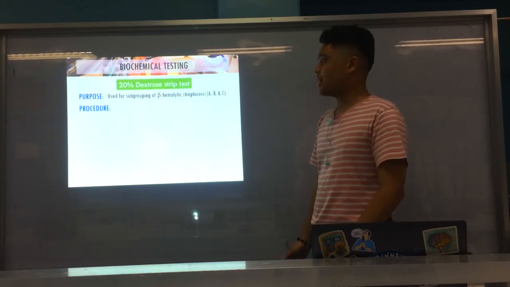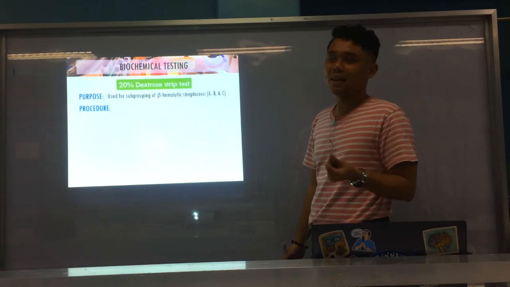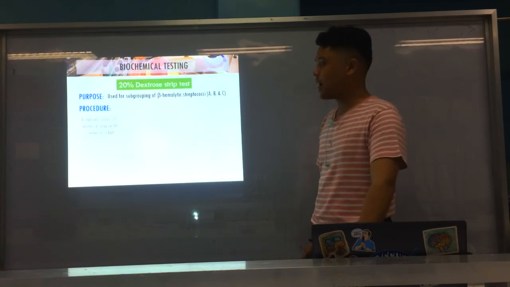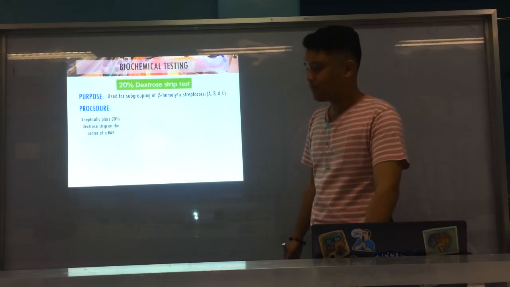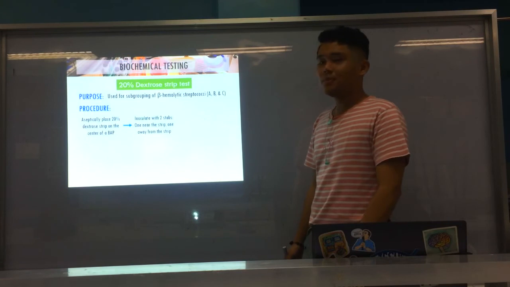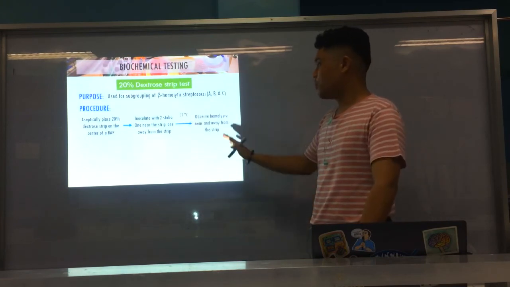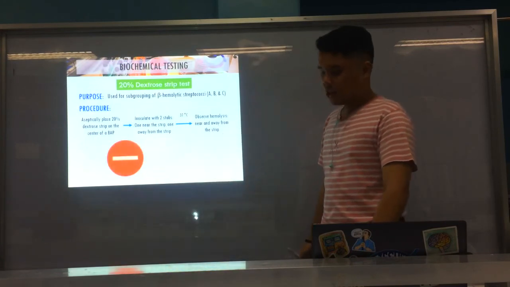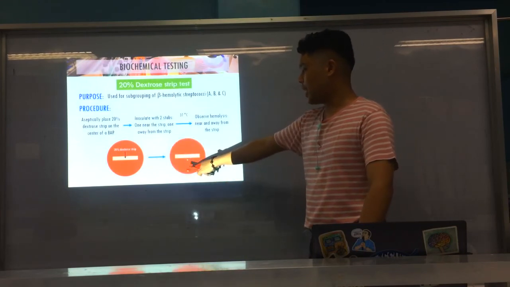Its purpose is for subgrouping beta-hemolytic strep. That is because there are so many different beta-hemolytic strep, right? You have group A, B, or C. So the procedure is you place a 20% dextrose strip at the center of a BAP and then inoculate 2 stabs, one near the strip and one away from the strip, and then you observe for hemolysis. So here's an example. This is the 20% strip. You inoculate, okay, stab, near, and far.